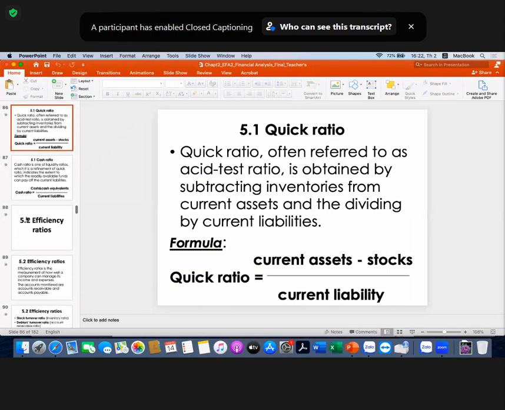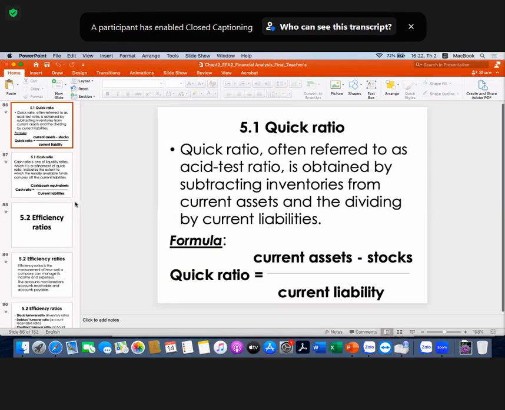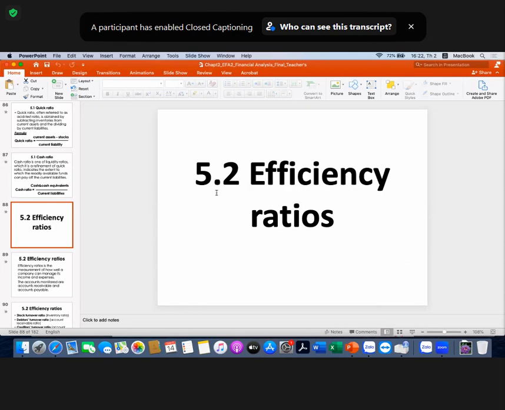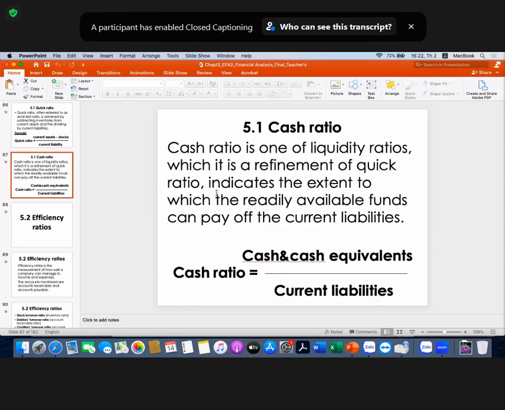And come to the last, the last ratio of liquidity. We have the cash ratio. As you know, the cash ratio is one of the liquidity ratios, which is a refinement of the quick ratio. It indicates the extent to which readily available funds can pay off the current liabilities. This is calculated by taking cash and cash equivalents divided by current liabilities.